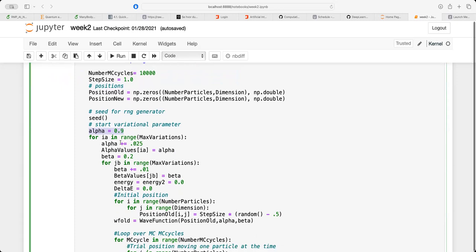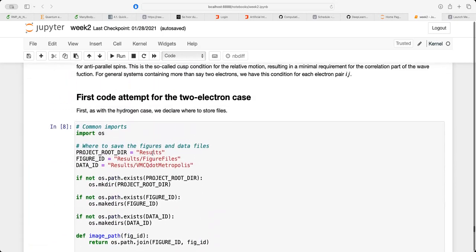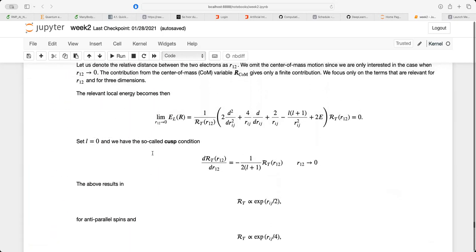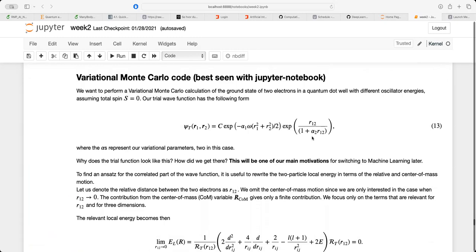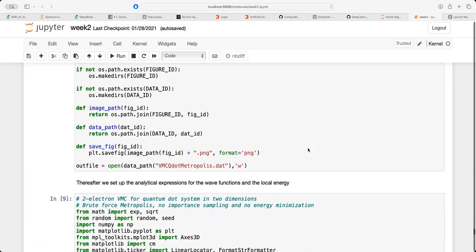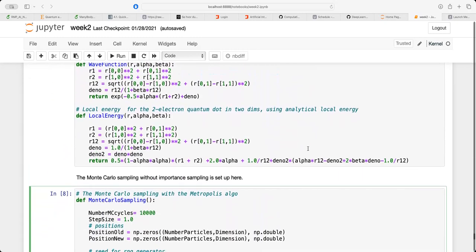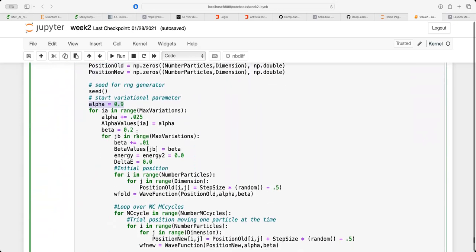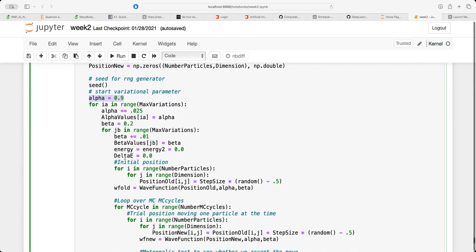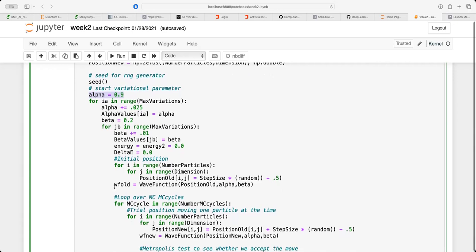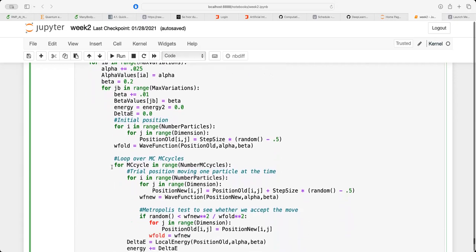And then I also know that this parameter beta, so this is actually the full case with interaction, this parameter beta, or this alpha 2 here, which I call beta in the program, is a parameter where a good value to start with is 0.2. Then I calculate now the old position and the old wave function. This is the initialization. And now I have my loop of Monte Carlo cycles.